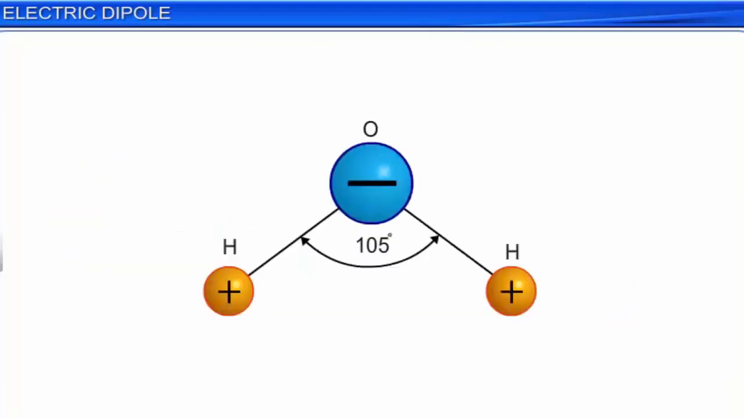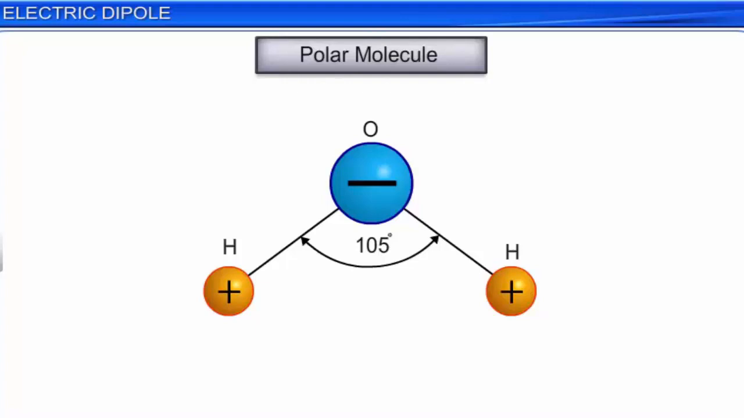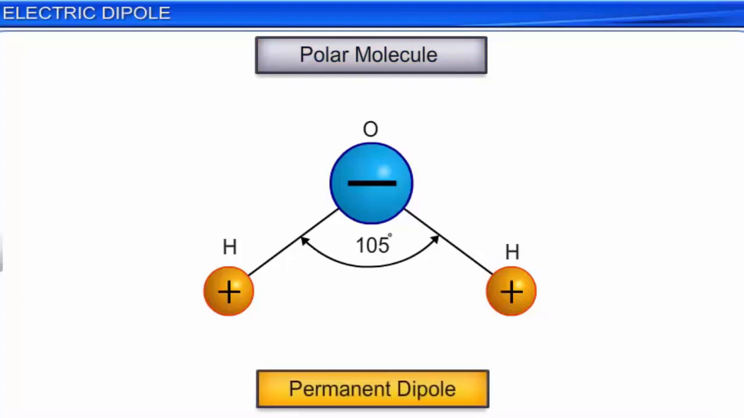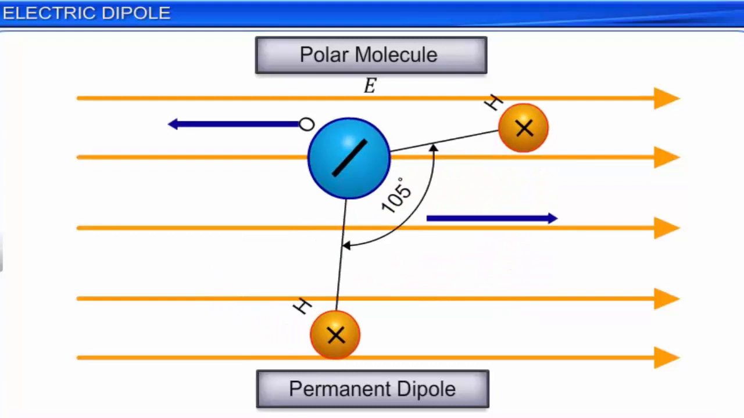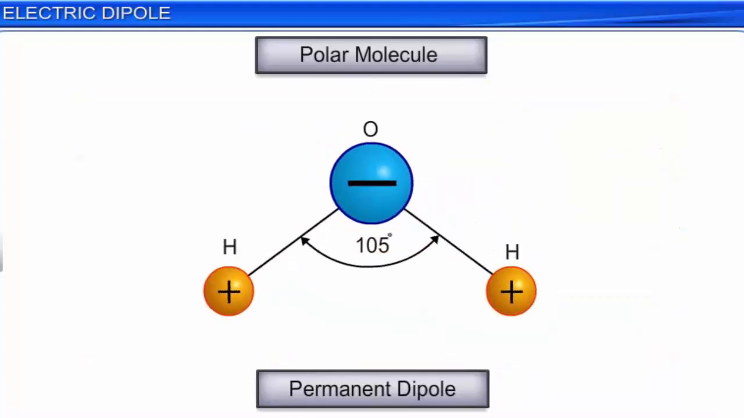There are other types of molecules called polar molecules, where the centers of the positive and the negative charges do not coincide. They possess some dipole moment even when they are not in the presence of an external electric field. Such molecules are called polar molecules. These are permanent dipoles. When such polar molecules are placed in an external uniform electric field, they orient themselves in the direction of the field. Water molecule H2O is one such polar molecule.